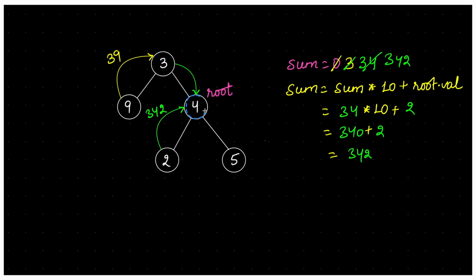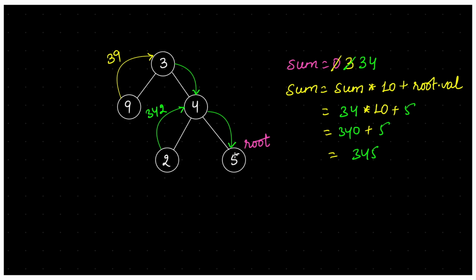And when you were at this 4, you already calculated the sum at this particular node, which was 34. And once you are over here, now you will try to make a right call. When you make a right call, you will come to this 5. The sum was already 34. 34 into 10 will be 340, and the current root value is 5. So when you add this together, this will become 345.